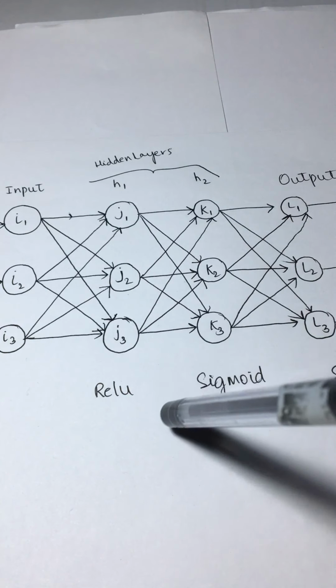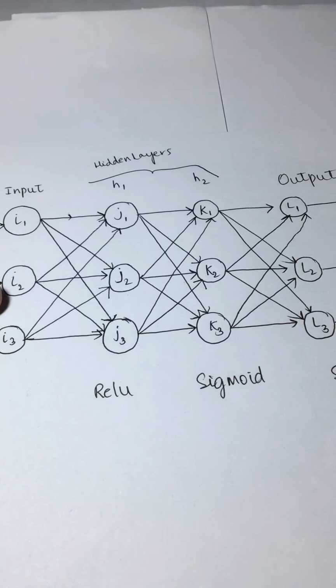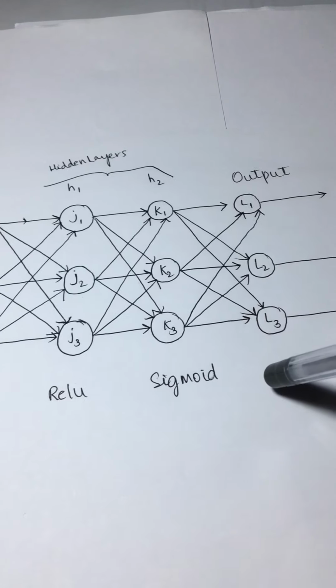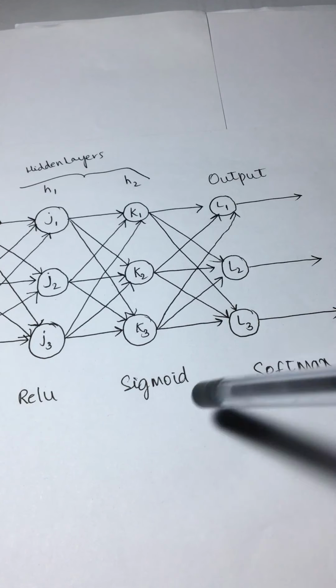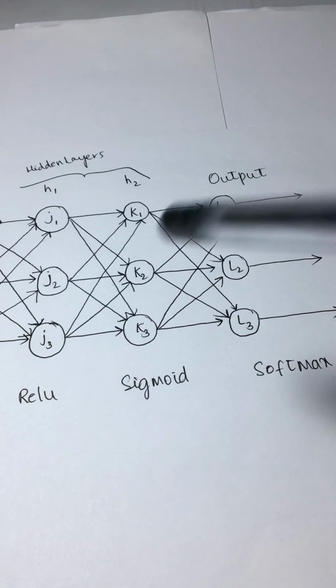And you'd see ReLU, sigmoid, and softmax as well. All of these, at least ReLU and sigmoid, are called activation functions. We will get to that in a bit.